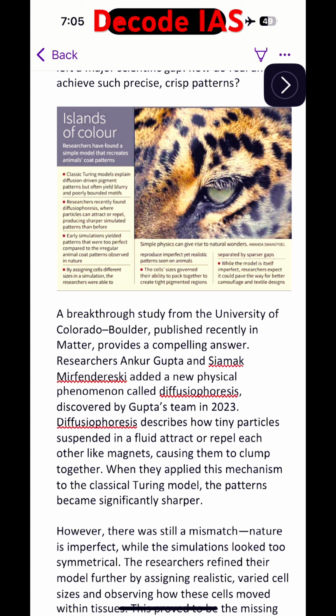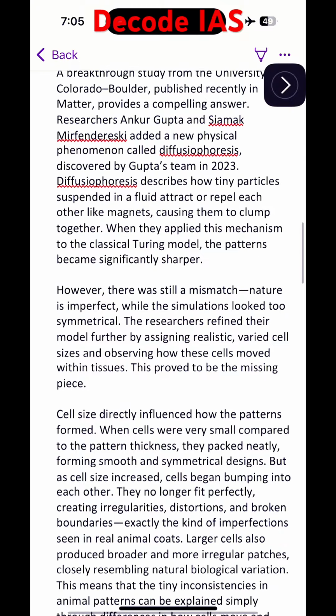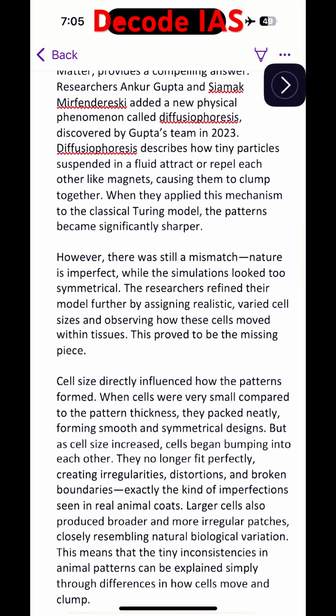Researchers Ankur Gupta and Syamak Mirfendesky added a new physical phenomenon called diffusiophoresis, discovered by Gupta's team in 2023. Diffusiophoresis describes how tiny particles suspended in a fluid attract or repel each other like magnets, causing them to clump together. When they applied this mechanism to the classical Turing model, the patterns became significantly sharper.